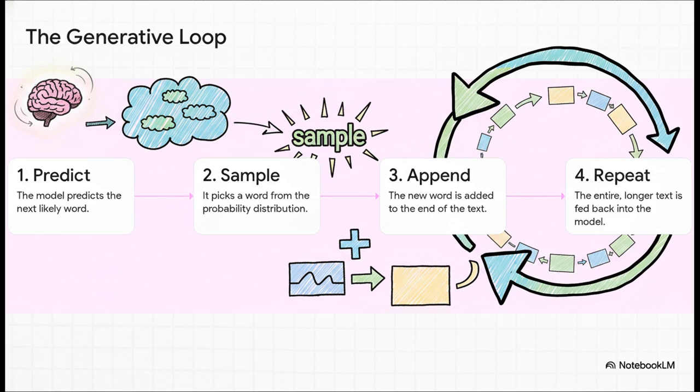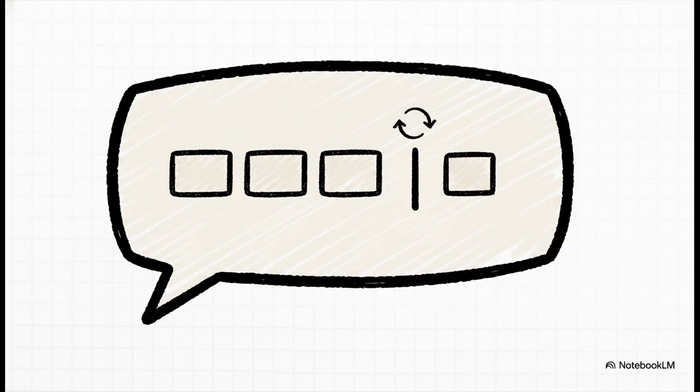Then, and this is the genius part, it takes that entire, now slightly longer sentence and feeds it right back into the machine to do the whole process all over again. And that simple loop, predict, add, repeat, is exactly what you are watching when you see a chatbot typing out its response. That streaming text isn't just some cool animation. You are literally watching the model think, one word at a time.